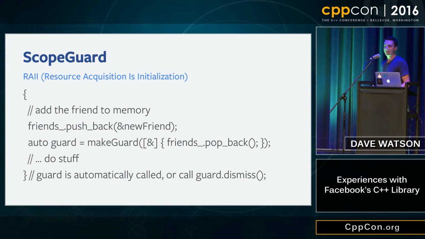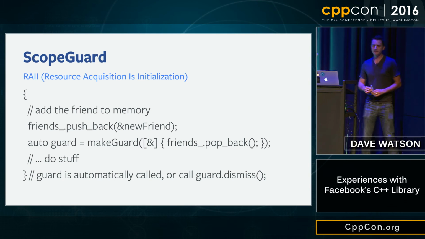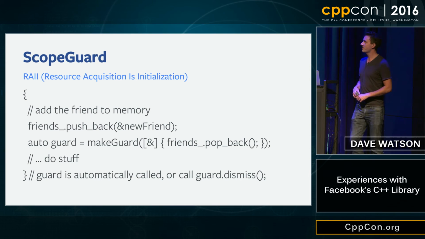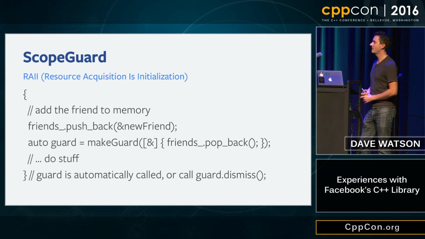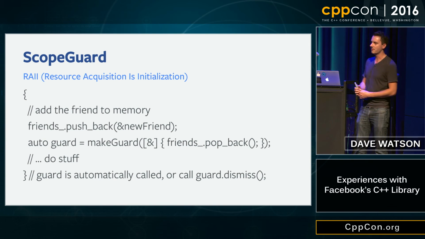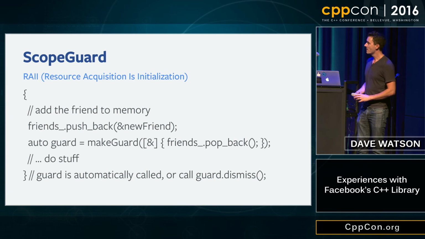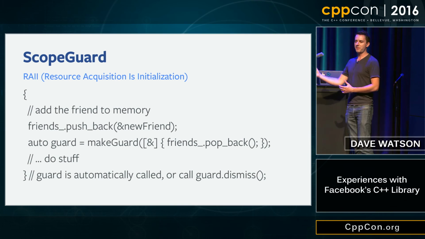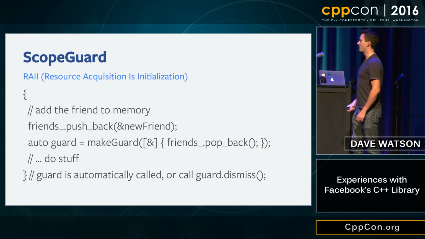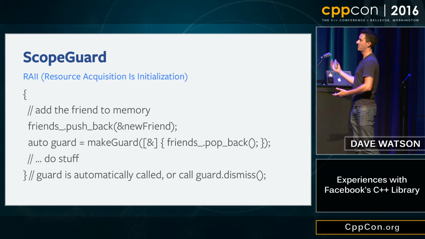Scope guard, a generalization of the RAII interface. I believe this is actually a proposal for the standard. We use this to great effect in our code base. I believe the proposal is called scope exit, and Boost, I think, also has some macro versions of it. Essentially, it's the same thing, but generalizing it to anything you want. When the scope exits, you can do something, anything at all.